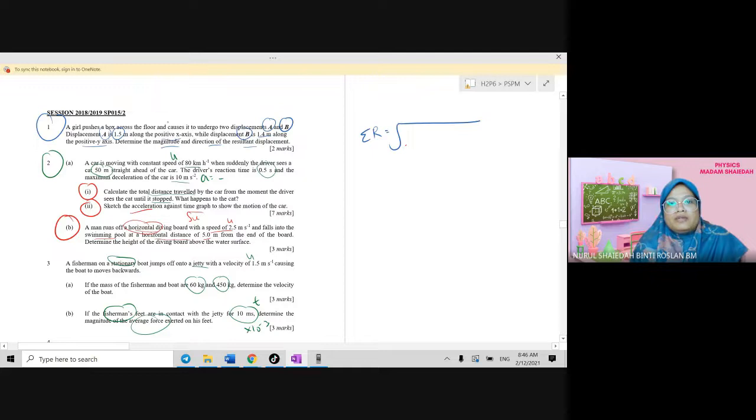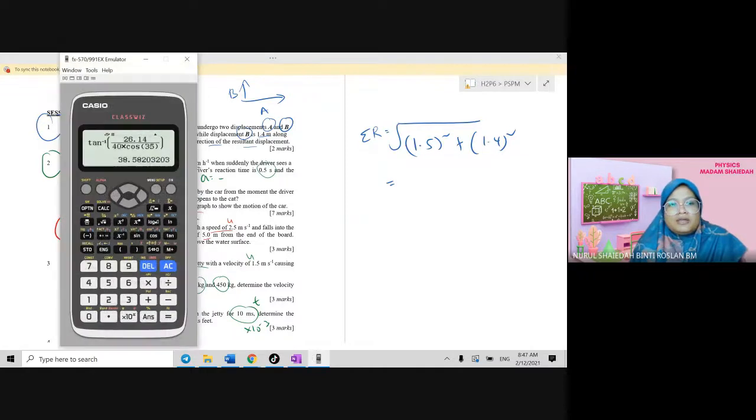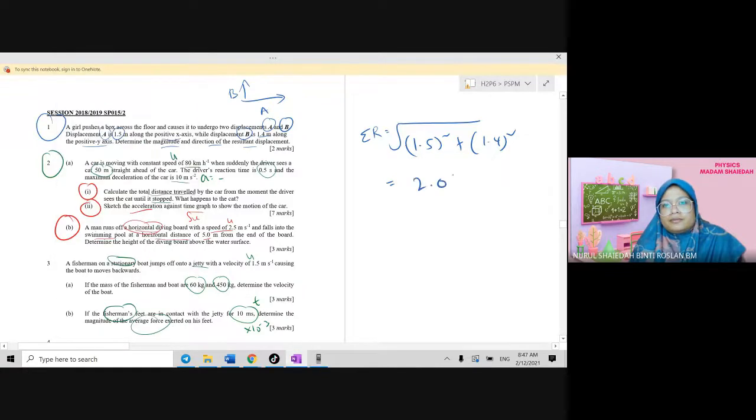So A 1.5 ni duduk kat positif, so 1.5 square. Tambah B pula duduk dekat positif X. So dia suruh cari resultant. So B ni je tambah juga 1.4 square. So you akan dapat square root 1.5 square tambah 1.4 square. So saya akan dapat 2.0. Unit adalah meter. Senang gila.